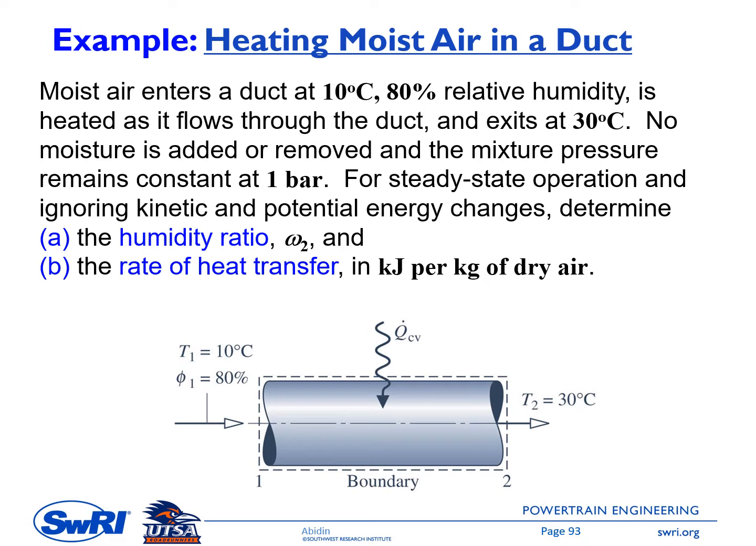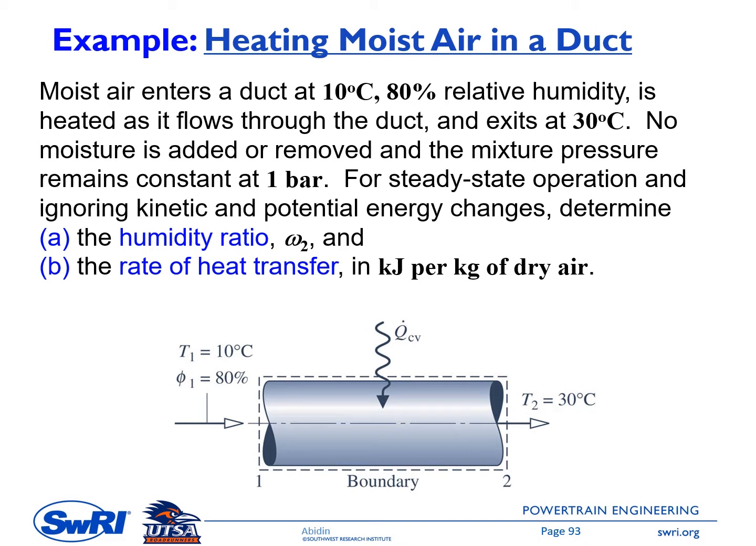Let's take a look at this example. This is heating moist air in a duct. Moist air enters a duct at 10 degrees C and 80% relative humidity, is heated as it flows through the duct and exits at 30 degrees C. The schematic is shown at the bottom of this slide. So we have T1, we have V1, and T2 is also given there. No moisture is added or removed, and the mixture pressure remains constant at 1 bar.